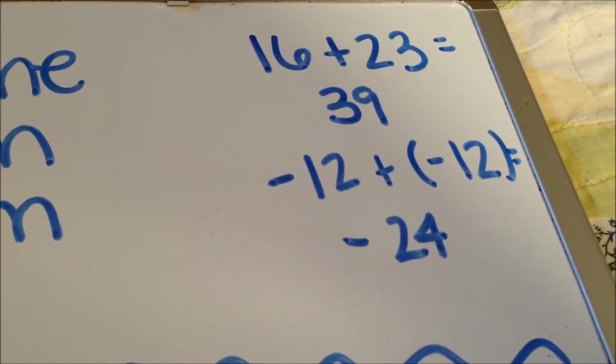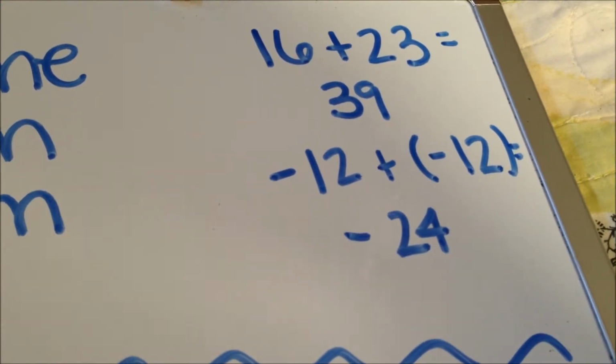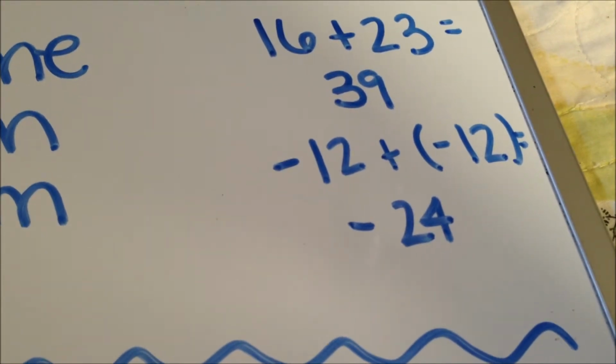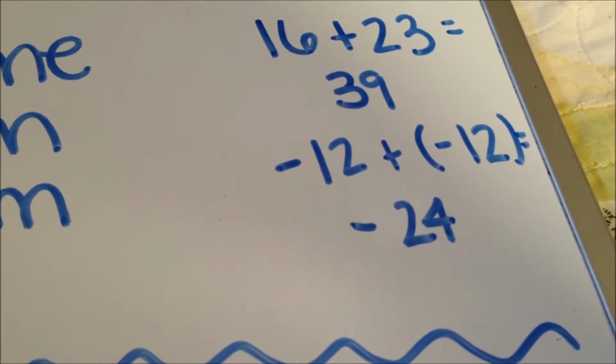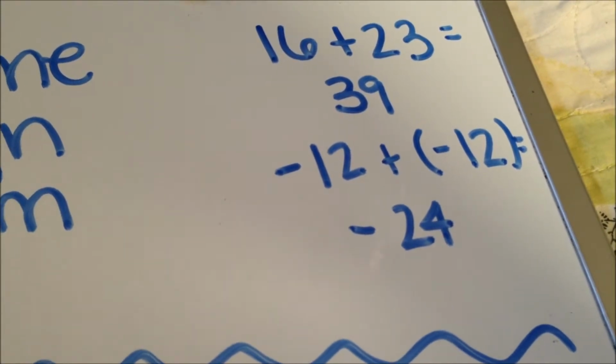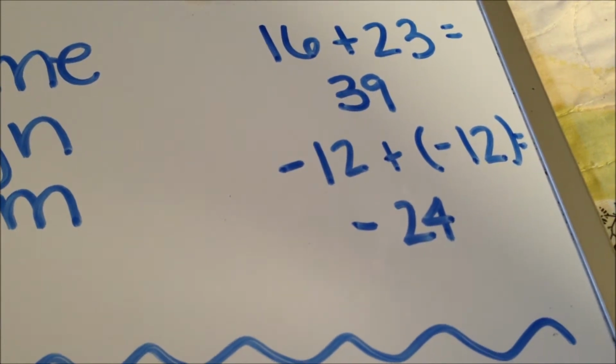Another example would be negative 12 plus negative 12. The signs in front of the numbers are the same. They are both negative. So you will add them or find the sum. Negative 12 and negative 12. Just add 12 and 12 and you get 24. But your answer will be negative because the numbers themselves are negative.